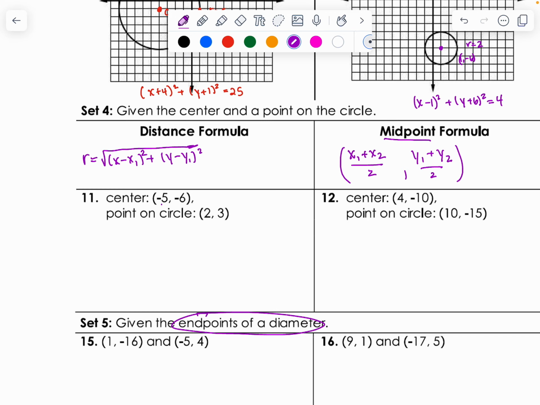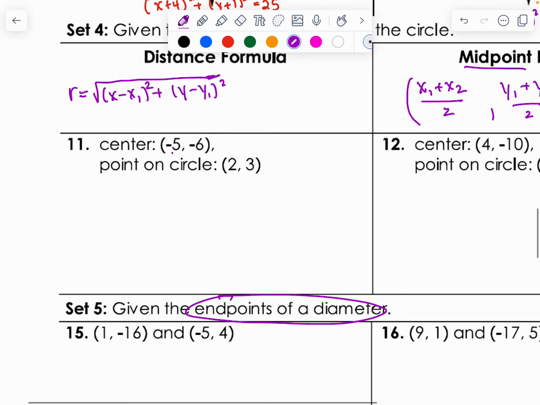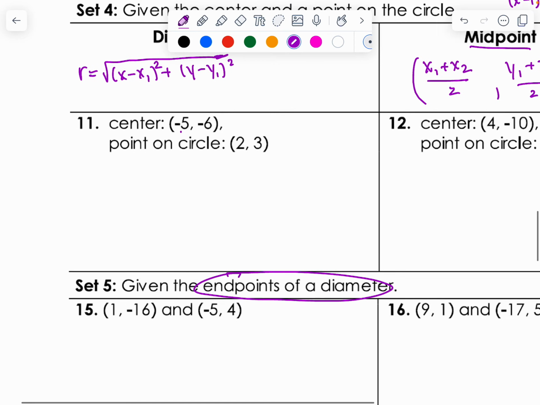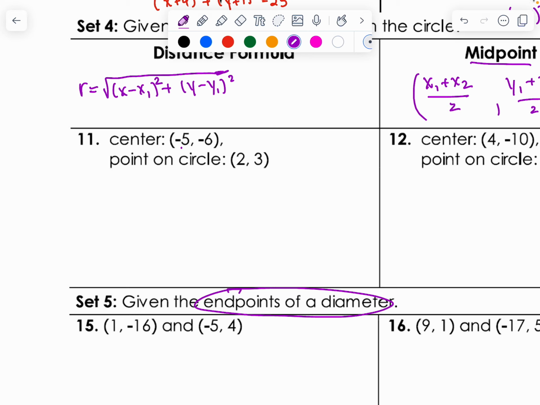So if you have the center and you have a point on the circle, which is what numbers 11 and 12 offer, then I can start by writing x plus 5 squared and y plus 6 squared. Great, I took care of that. But how long is the radius? To do that, I'm going to use the distance formula, or the radius formula.